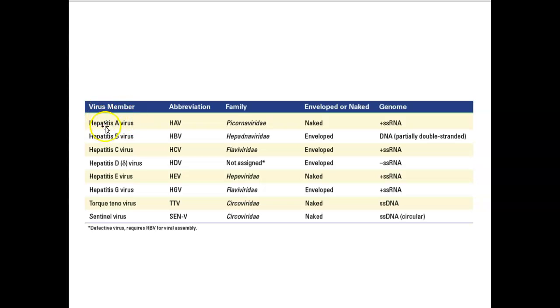So we've got lots of different hepatitis viruses, and these were all named in the order they were discovered. We've got A, B, C, D, E. We're noticing that there's a gap here. There's no F, G, and then I don't know why they switched from going alphabetically to TTV, or torque teno virus, and sentinel virus.